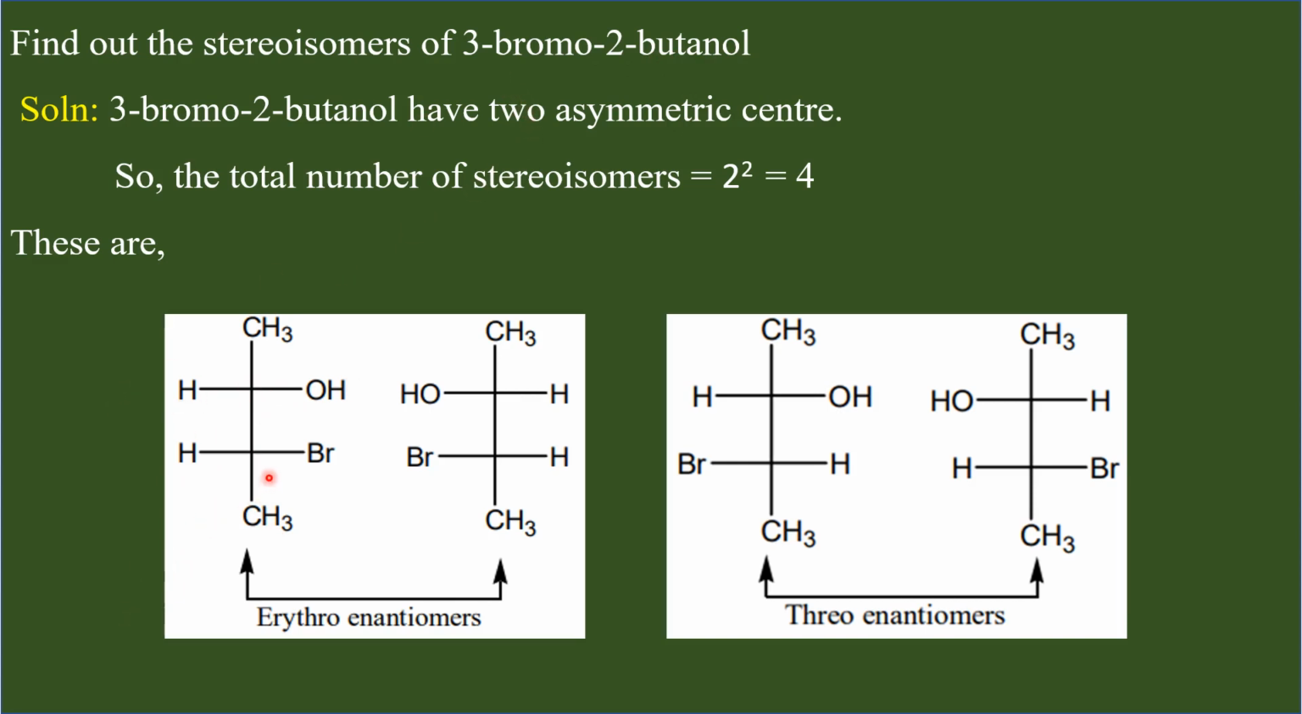The third carbon will have a bromine. So 3-bromo-2-butanol. Now look at this structure. It has 2 chiral carbon atoms. A molecule with 2 chiral centers will have 2 power 2 stereoisomers. A molecule with n number of chiral centers will have 2 power n stereoisomers. Since there are 2 chiral centers, it will have 2 power 2, that is 4 stereoisomers.